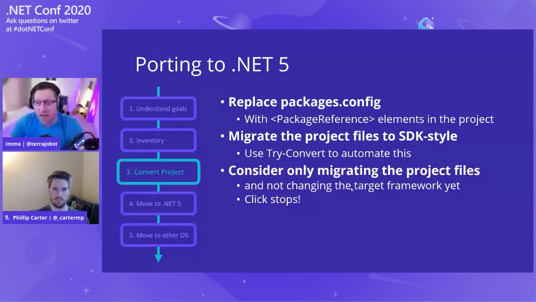You can just right-click the packages.config file and migrate them by themselves. Or you can use try-convert that does everything, the packages.config stuff and also the SDK-style projects. One thing you can consider is only migrating the project files, but still targeting .NET Framework. Not every feature that we have on .NET Framework is supported by the modern project files, but again, it's another click stop where you can just do half the migration, still have working code that builds, and move from there.